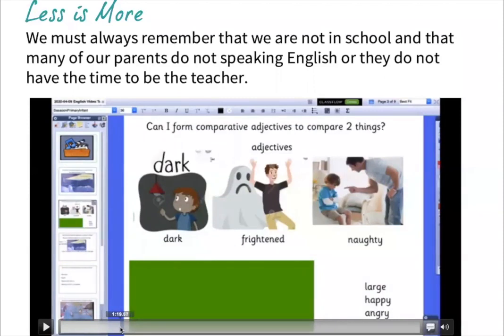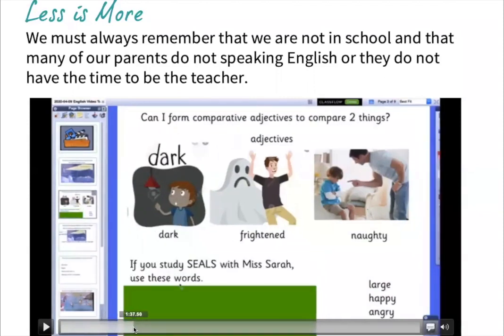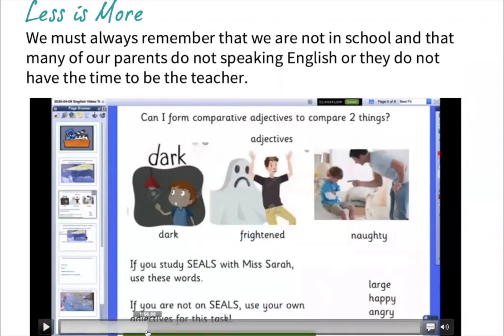I've also here, you can see this is a scaffold that I provided. It said, if you study seals with our wonderful Miss Sarah, then I want you to use these words. These are the target words, and these would have been decided with the EAL teacher. What do we want them to use in sentences? Frightened was chosen for a reason, for its syllables, for example. There is some thinking behind this, and it is super, super simple, but it keeps on the same point.